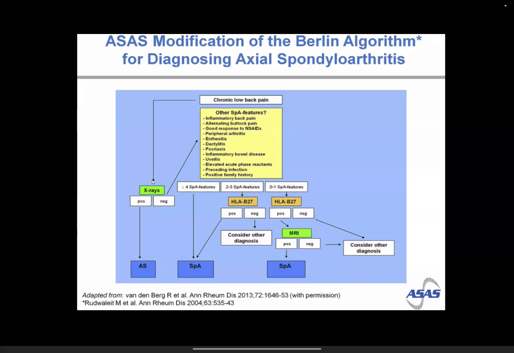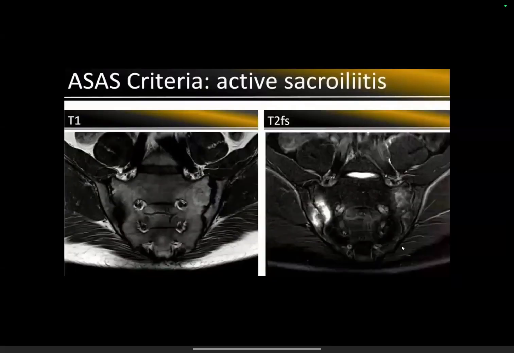See, X-rays hold more weightage and come earlier in the flowchart than MRI. Now, if there is no SPA feature, then you directly consider other diagnoses. And if even one SPA feature was present and you got an MRI done, and the MRI was negative, again that makes it another diagnosis. Now we'll be seeing some cases.